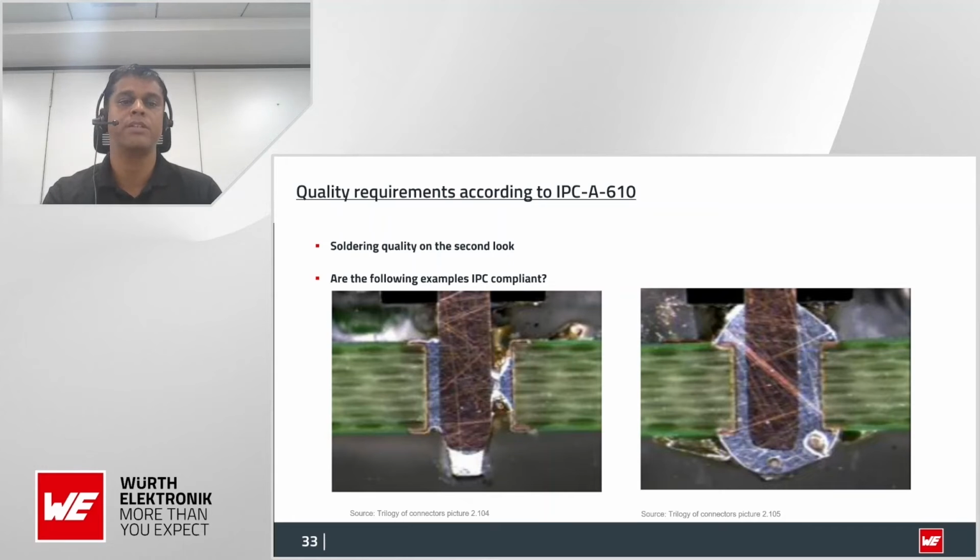This is not met as per the quality, because you can see on the left hand side the solder paste is properly filled, and on the right hand side it is not properly filled. There is some gap there. So this does not meet the quality.